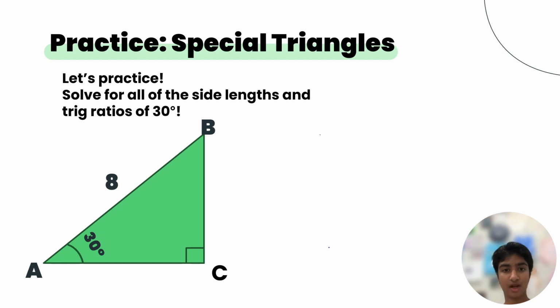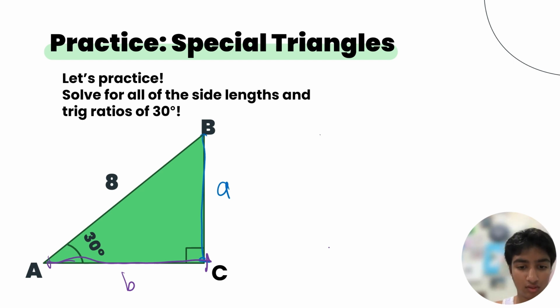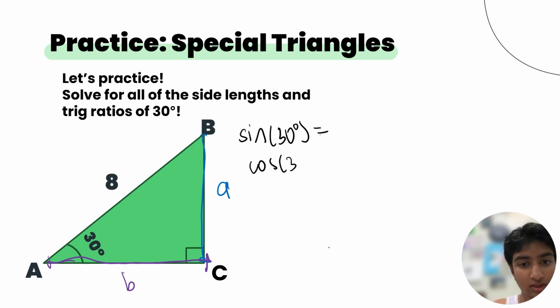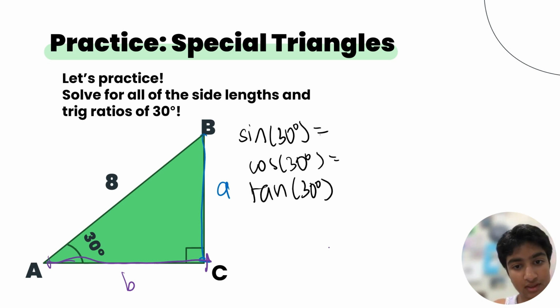Okay, so let's do some practice with special right triangles. I want you guys to start by trying to figure out the side lengths. So let me just label them here for you. A, this side over here. B, and I'll change the color here so it's a little easier to see. And then I want you guys to also figure out the ratios. So let me label those as well. What sine 30 degrees is, what cosine 30 degrees is, and what tangent 30 degrees is.